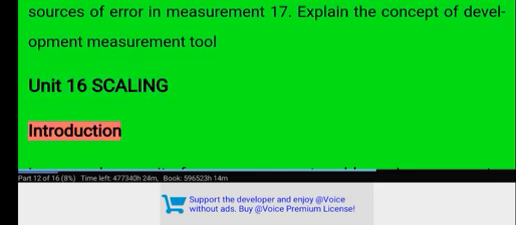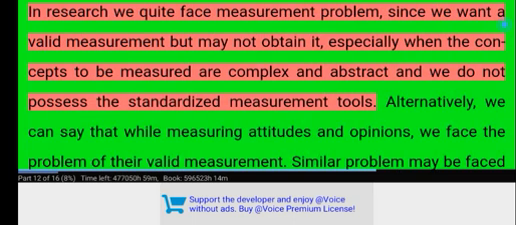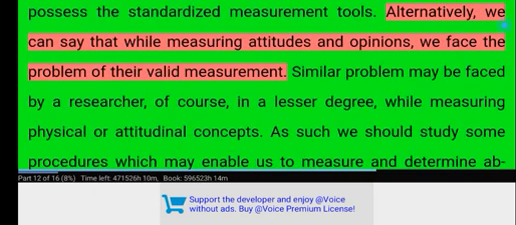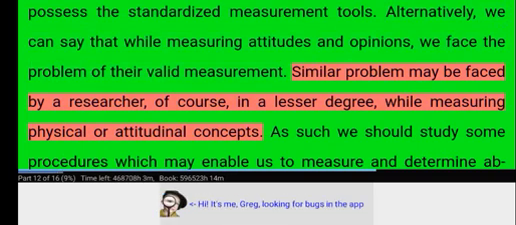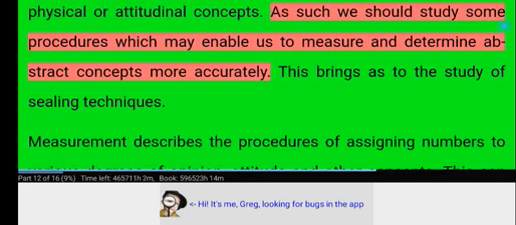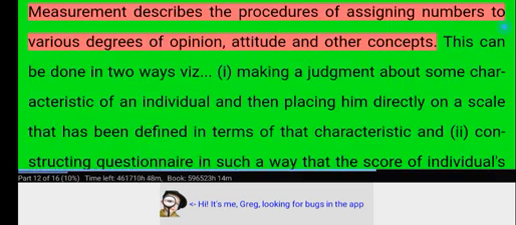Unit 16 Scaling. Introduction. In research we quite often face measurement problems, since we want a valid measurement but may not obtain it, especially when the concepts to be measured are complex and abstract and we do not possess standardized measurement tools. Alternatively, we can say that while measuring attitudes and opinions, we face the problem of their valid measurement. A similar problem may be faced by a researcher, of course in a lesser degree, while measuring physical or attitudinal concepts. As such we should study some procedures which may enable us to measure and determine abstract concepts more accurately. This brings us to the study of scaling techniques.